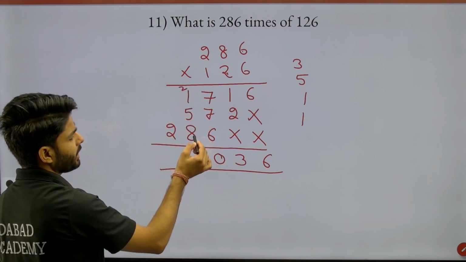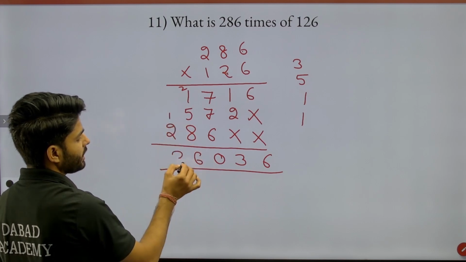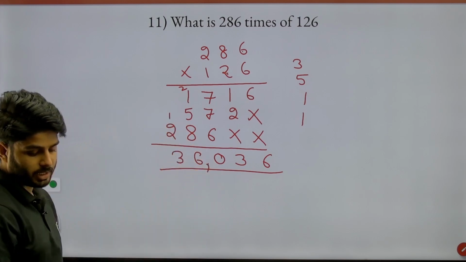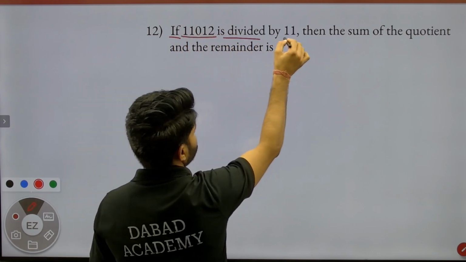6 plus 8 is 14. 2 carry 1, 6. We have carry 1. 2 plus 1 is 3. That is 36,036. Question number 12: if 11,012 is divided by 11.